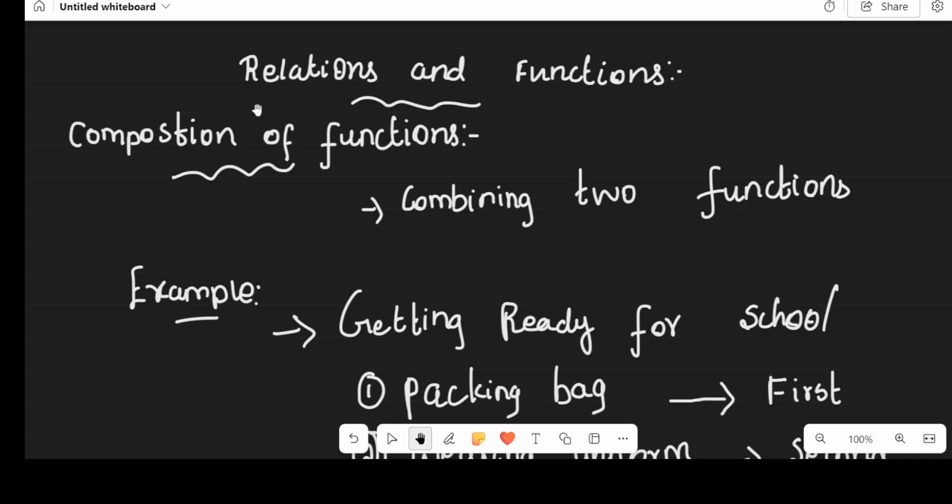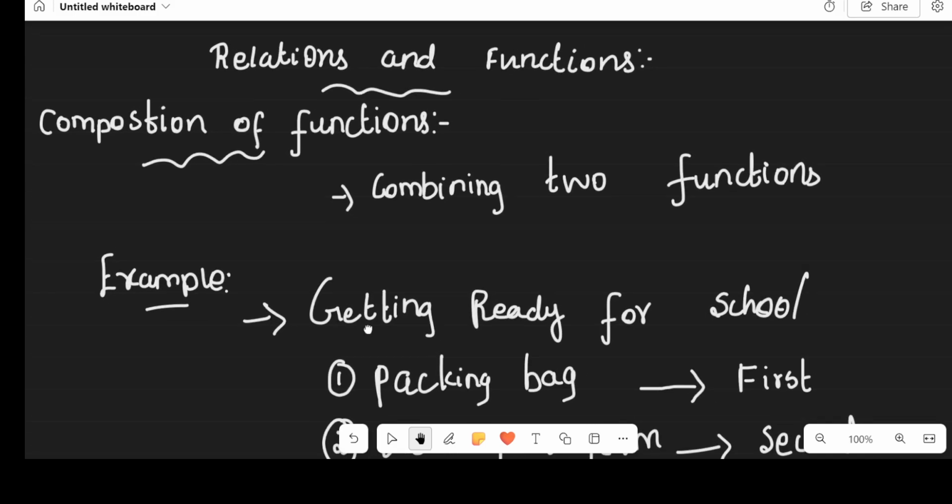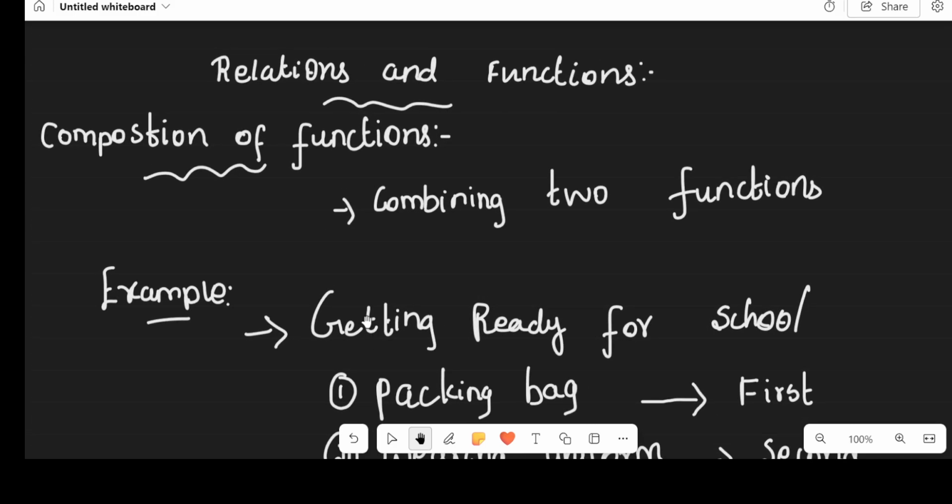Here the title is composition of functions. The meaning of composition is combining two functions. Let me explain this with a very simple example. The example is getting ready for the school. The task is you have to get ready for the school.